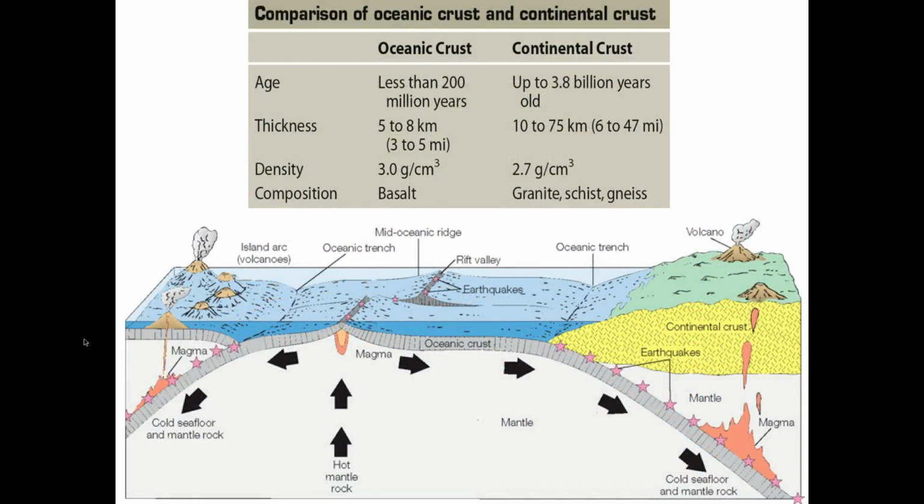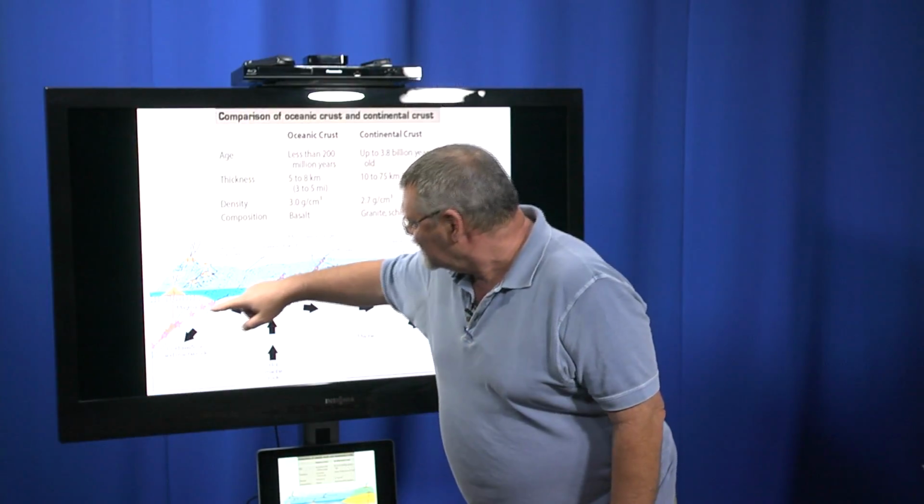Okay, so in summary, and I've done a bit of this already, but this slide, and you have it in your notes, by the way. The oceanic crust is usually less than 200 million years old. It compares the thicknesses, densities, and composition of oceanic and continental crust, and it shows a summary of pretty much everything.